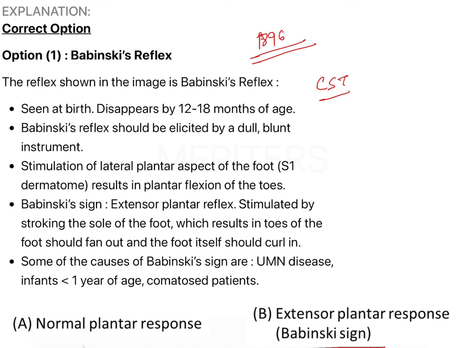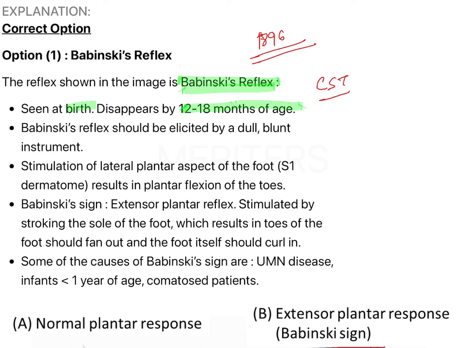Now, coming to the important points in the question. So this is your Babinski's reflex. This is seen at birth and it disappears by 12 to 18 months of age. Usually 6 months of age is given as leeway for any reflex. For example, if this reflex disappears by 18 months, you should wait for the child up to 24 months. If it is persisting till 24 months, you have some problem. You have to visit a neurologist.